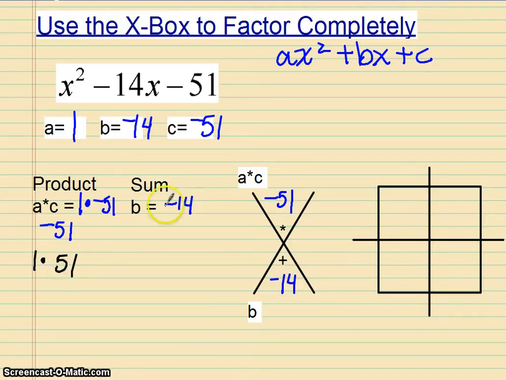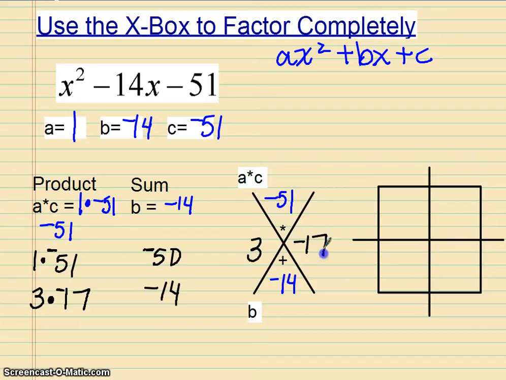And we know the bigger number has to be negative because the sum is negative. That's not going to work. This makes 50, so we know it's not that one. But what else goes into 51? Oh, 3. How many times does it go in? 17. Oh, well, 3 and negative 17. Yeah, that makes negative 14. Okay, so those are my numbers, 3 and negative 17.